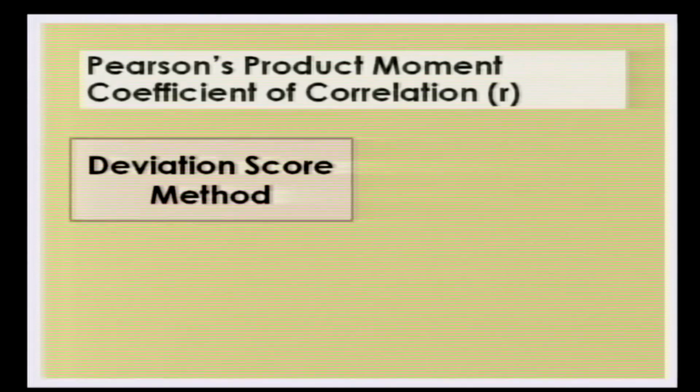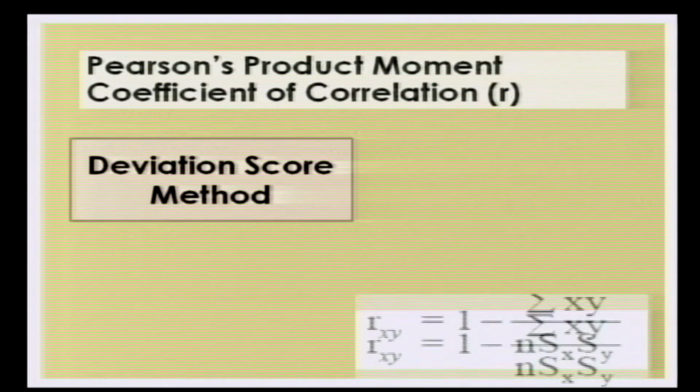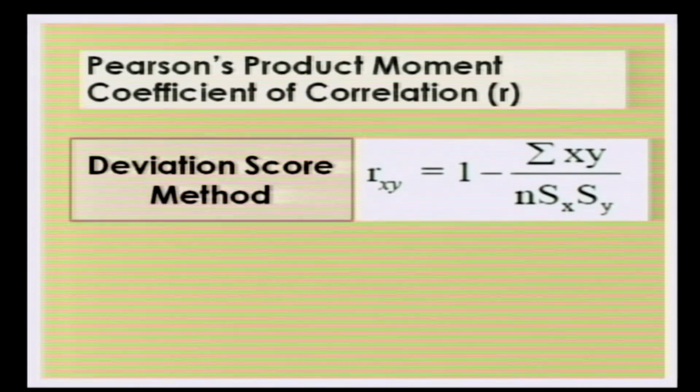There are three methods actually to calculate the Karl Pearson correlation. The first method is the deviation score method. In this method, we apply the formula rxy equal to sigma xy over n sx and sy. In this method, we basically calculate their deviation from the mean and the standard deviations, and on the basis of that, we apply this formula.